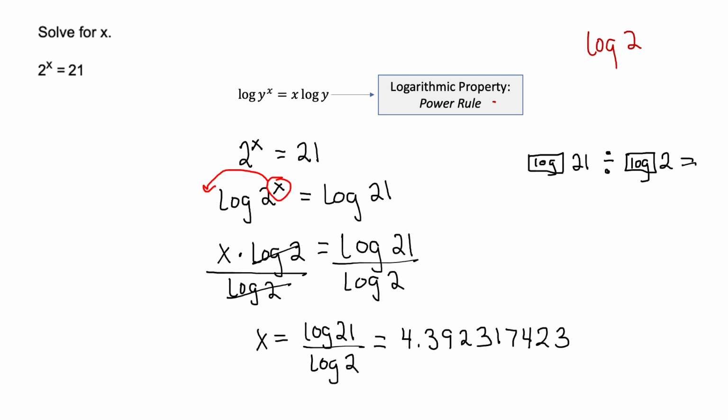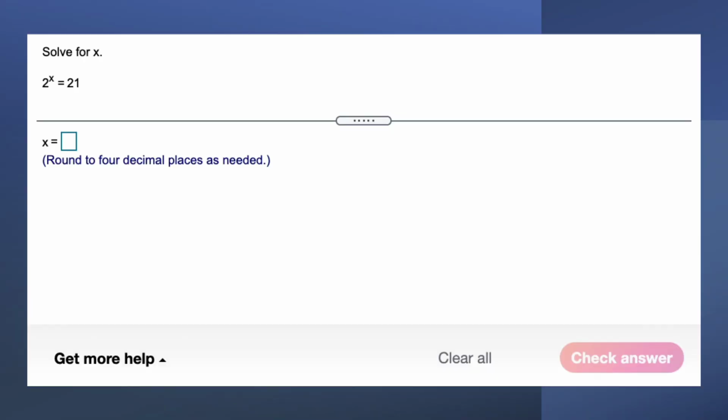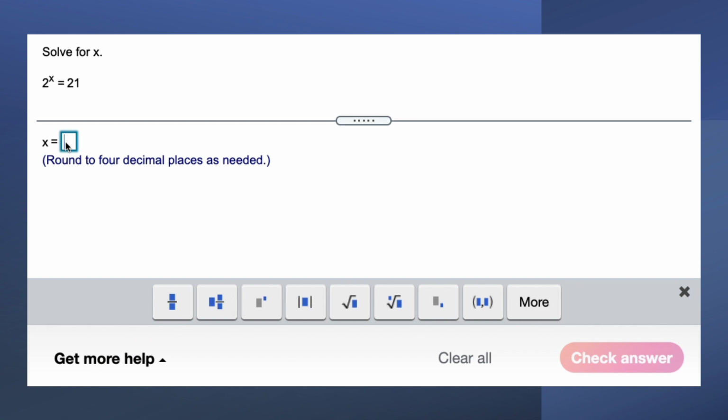And we're asked to round to 4 decimal places. So in order to do that, you're going to look at the number in the 5th decimal place, which is a 1. Since 1 is less than 5, the number to the left of that number stays the same. So our value or our answer for x is 4.3923. In my math lab, simply type in the decimal value, 4.3923.